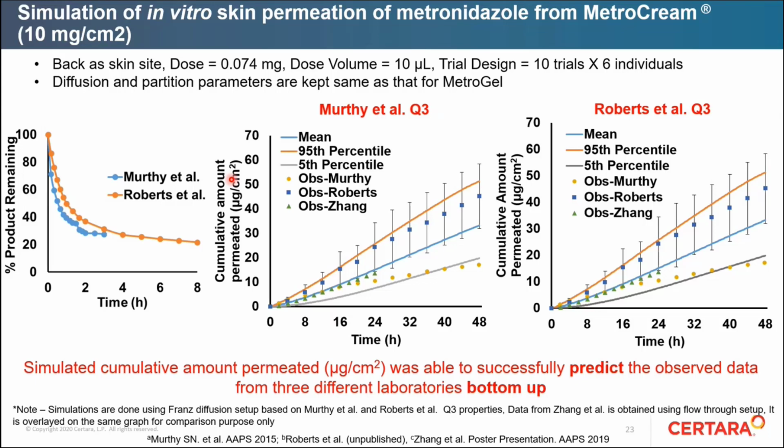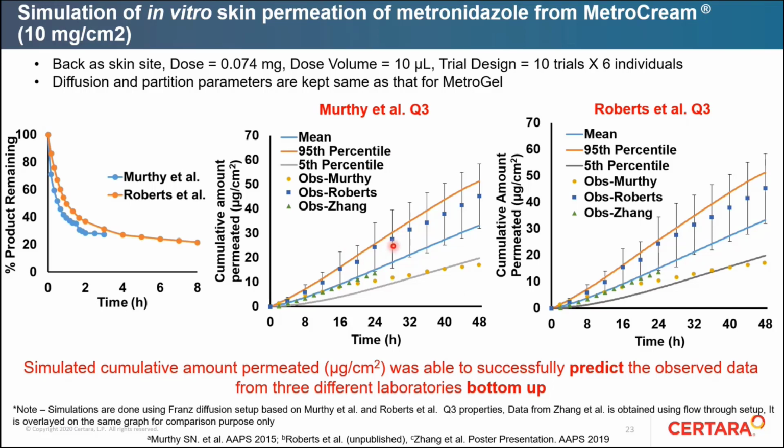So whatever we optimized for K diffusion and partitions was kept the same. Only the formulation properties were inputted as a model parameter. And we use the evaporation profile of the creams, and you can see these are our predictions.